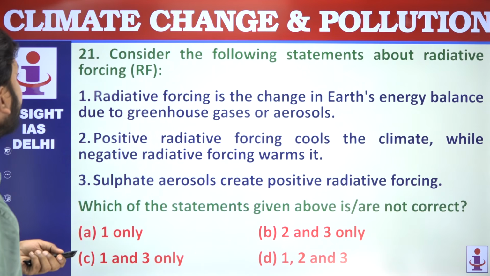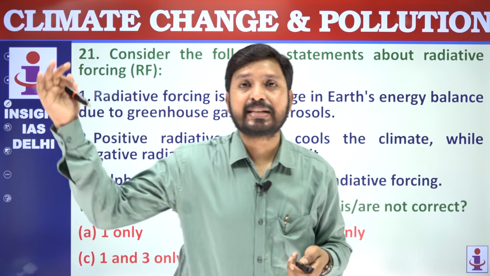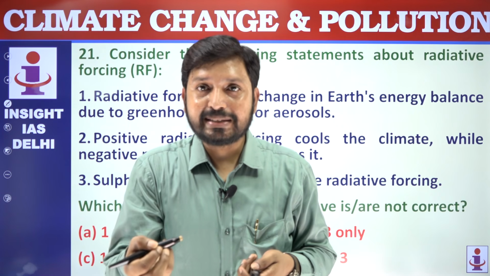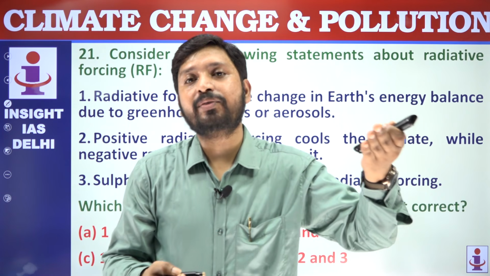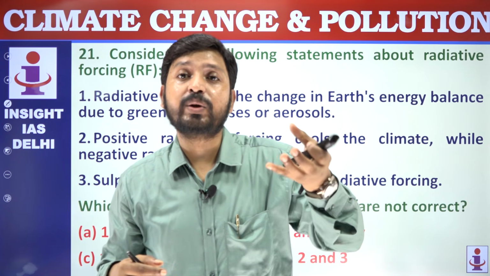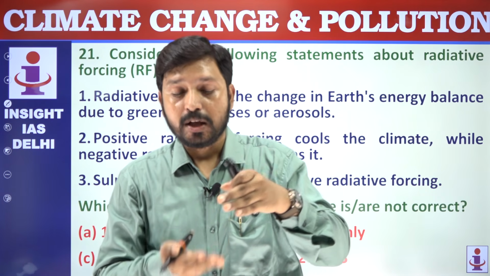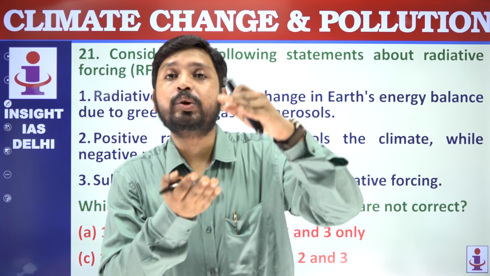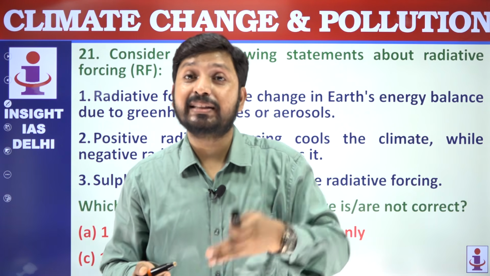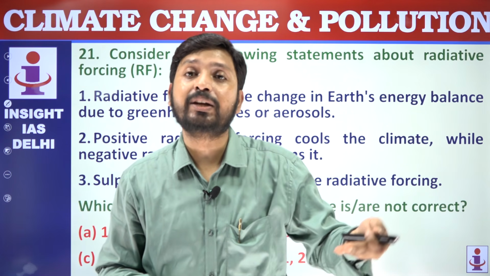Consider the following statements about radiative forcing. Okay, see, in the atmosphere, for example, the sun's rays are coming. Once the sun's rays come towards the earth's surface, it will absorb these radiations and re-radiate them in the form of terrestrial radiation, right? So once these are released, there are certain gases in the atmosphere which will try to absorb this radiation and increase the temperature of the earth, right? So those things which lead to an increase of temperature are generally called positive radiative forcing. And there are certain things which help in cooling the earth's atmosphere's temperature. So they are called negative radiative forcing.